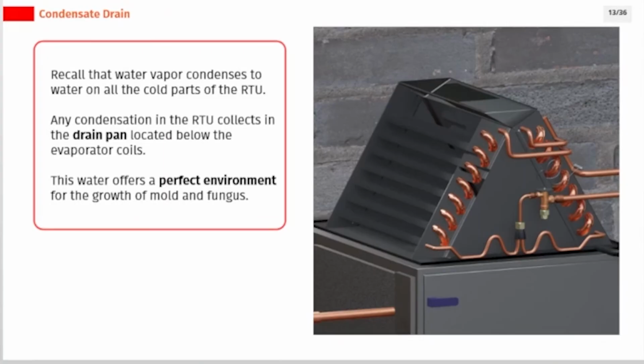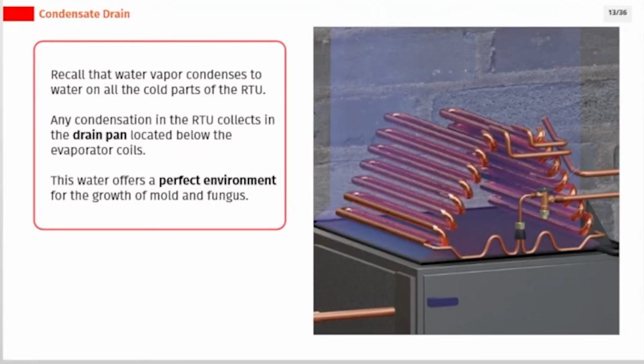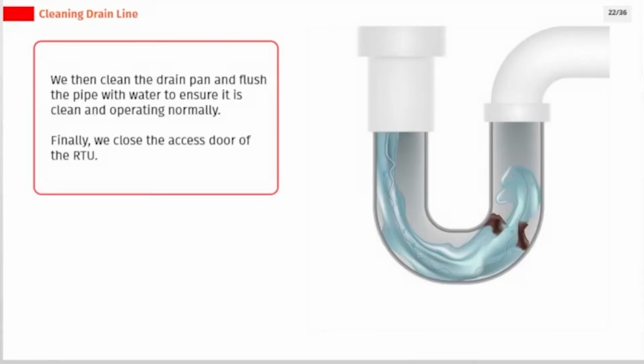Recall that water vapor condenses to water on all the cold parts of the RTU. Any condensation in the RTU collects in the drain pan located below the evaporator coils. This water offers a perfect environment for the growth of mold and fungus. We then clean the drain pan and flush the pipe with water to ensure it is clean and operating normally. Finally, we close the access door of the RTU.